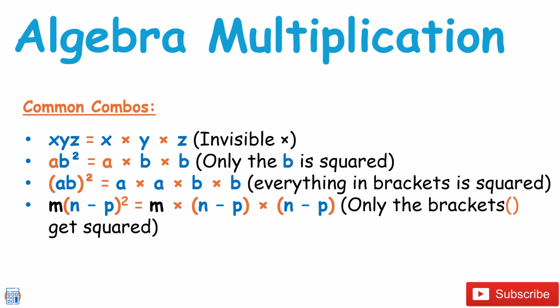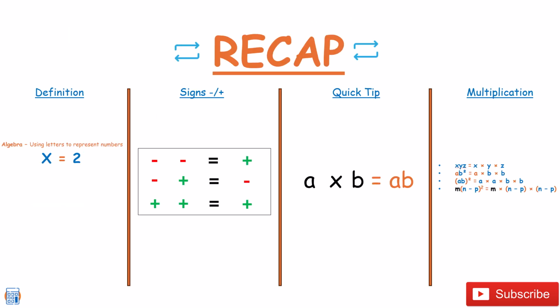Quick recap, I went through the definition, the different signs for multiplying and dividing, a quick tip on a basic general rule for checking if stuff's multiplied together, and then ended it with squaring and brackets.